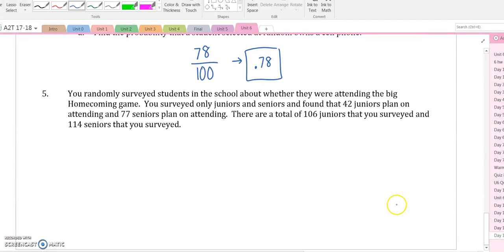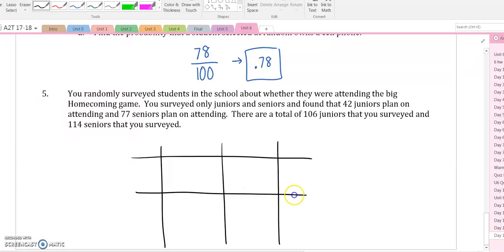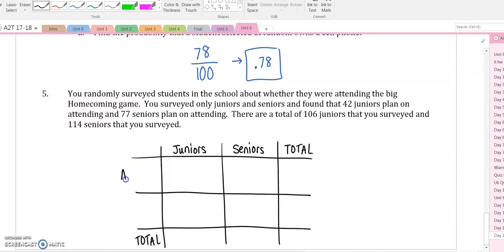Number 5 is similar. We're just trying to fill out a two-way table. So again, I'm going to get it set up, and then I'm going to read it really carefully. And I always like to put my totals in there. So it says you randomly surveyed students in the school about whether they were attending the big homecoming game. You surveyed only juniors and seniors. So right there I can kind of get my categories. I've got juniors and seniors. And then I surveyed about whether they were attending the game. So either they're attending or they're not attending.